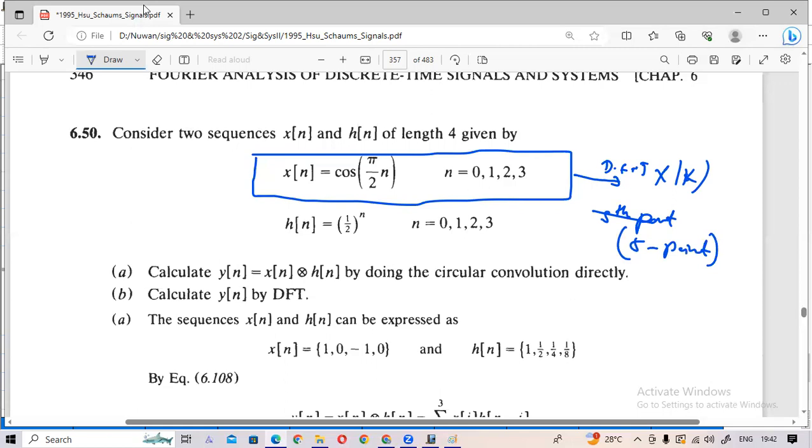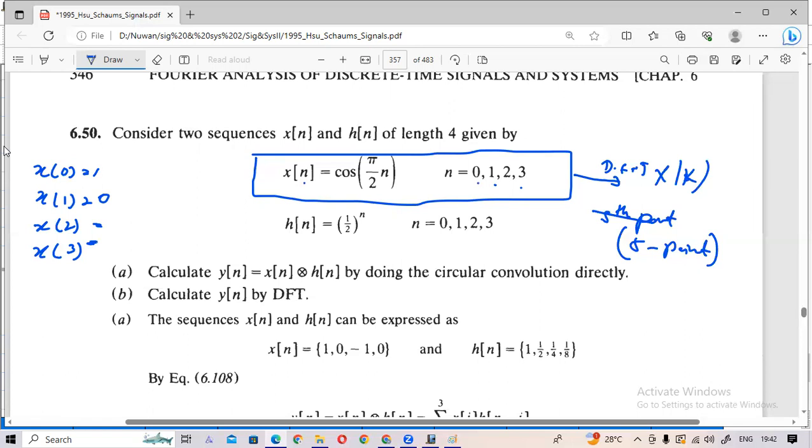So how to do it is that you can find n0, n1, n2, and n3. So you can find x0. x0 is n equal to 0, that means cos 0. Cos 0 is 1, so x0 is equal to 1. x1, that is n equal to 1, that is cos π/2. Cos π/2 is equal to 0. Likewise, you can find x0, x1, x2, and x3. Now you are asked to find the 5-point DFT.